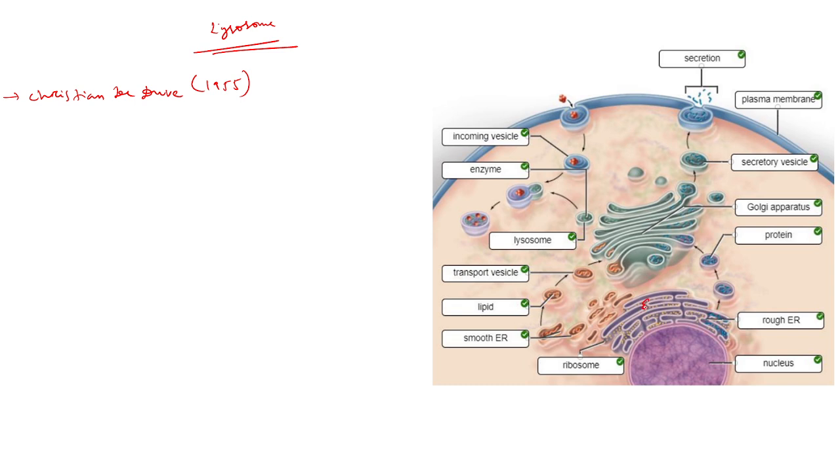This is the ER. This is the Golgi, and this is the rough endoplasmic reticulum, and this is the smooth endoplasmic reticulum. The smooth endoplasmic reticulum synthesizes the lipid and transports it to the Golgi. And the rough endoplasmic reticulum synthesizes the protein and transports it into the Golgi. After that, the Golgi apparatus sorts, that means the protein and the lipid destinations are decided by the Golgi apparatus. So now come to the lysosome.